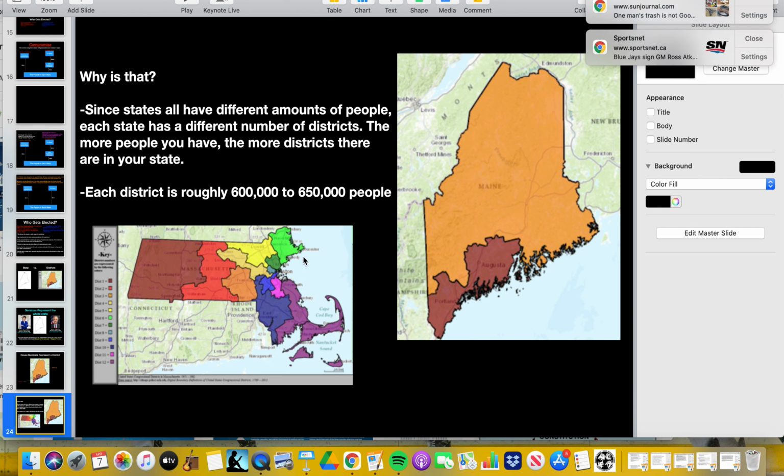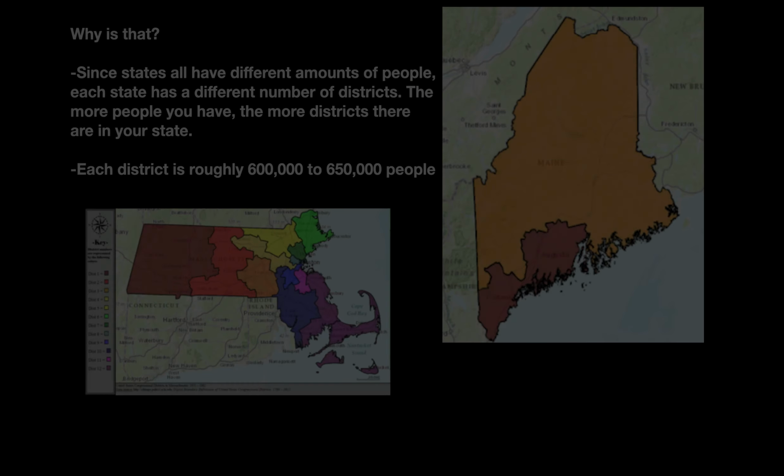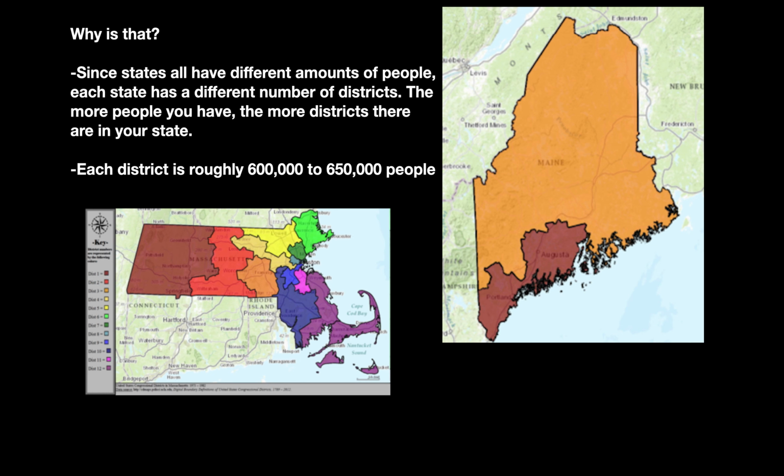It's all right here around Boston. In Maine, most of our population is down there. Not as many people live up here. Let me get rid of these two notifications here. That's better. So since states have different amounts of people, each state's going to have a different number of districts.